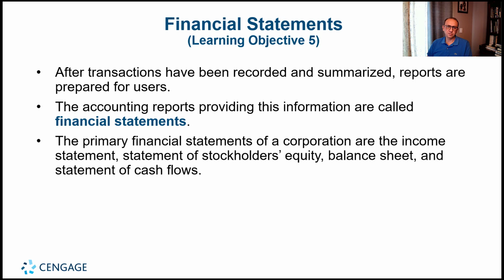After transactions have been recorded and summarized, reports are prepared for users. These reports we call the financial statements. The primary financial statements of a corporation are the income statement, statement of stockholders' equity, balance sheet, and statement of cash flows. And typically this is the order that we use. We start with the income statement and the statement of stockholders' equity, then we prepare the balance sheet, and then finally the statement of cash flows.